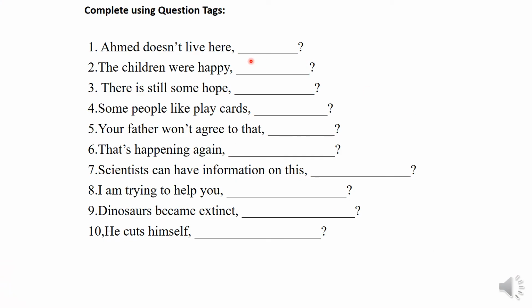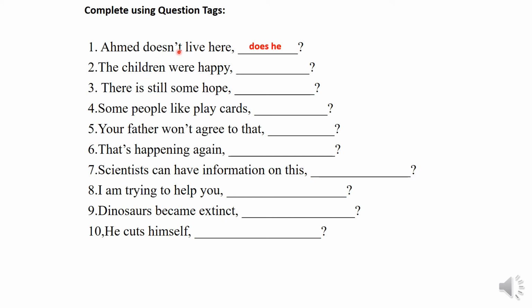So let's finish with an exercise: complete using question tags. Ahmed doesn't live here. The children were happy. There is still some hope. Okay, take time for that and then we correct. Ahmed doesn't live here. Here, where is the auxiliary? Do, does. Okay, does he? Negative, positive.